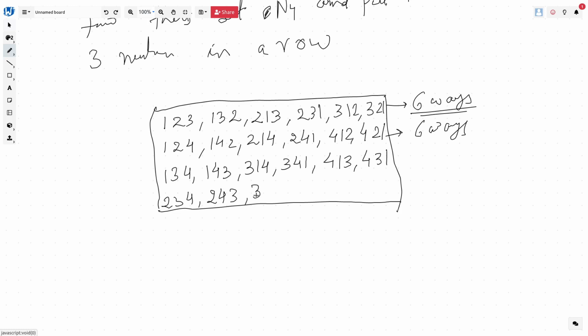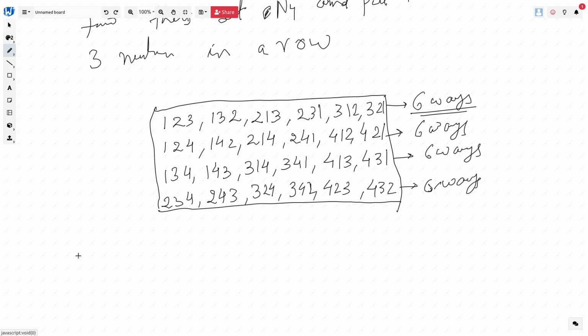Now we go with a 3. So we are left with 2, 4. Right. You can see all these numbers can be formed. And now we go with the 4. So you are left with 2, 3. And we go with the 4 again. 4, 3. So again 6 ways.